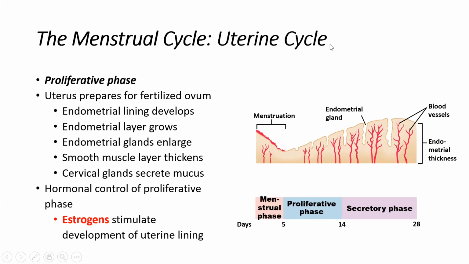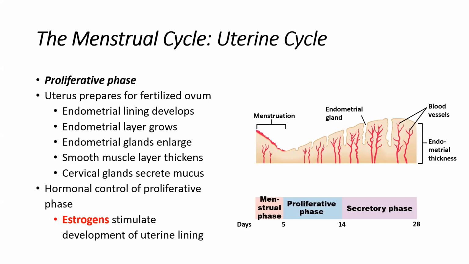The second part of the uterine cycle is called the proliferative phase. And this is where we have the preparation of the uterus for a new fertilized ovum. We have development of the uterine lining, so thickening up of the uterine lining. We see the enlargement of the uterine glands, the glands that are helping to nourish the uterus. We see the thickening of the smooth muscle layer of the uterus as well. And we see the development of cervical glands that begin to secrete a lot more mucus.